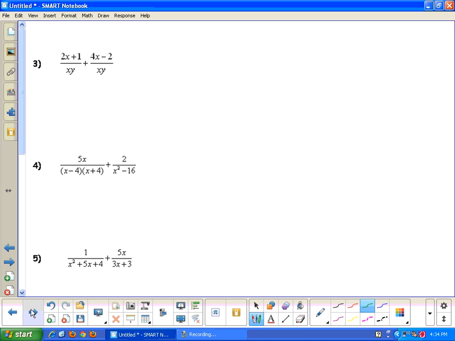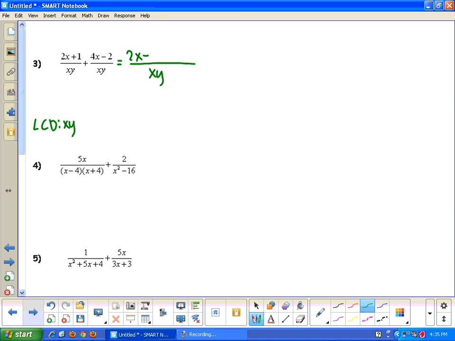Number 3. So for number 3, first I wanted to look at my denominators. Notice your denominators are the same already. It's x and y. So I already know my least common denominator is going to be xy. I don't have anything missing, so I don't need to multiply either of my fractions by anything. That means all I need to do is combine my numerators over my common denominator.